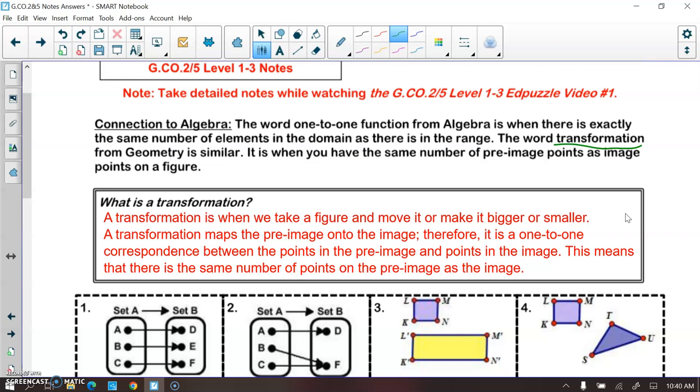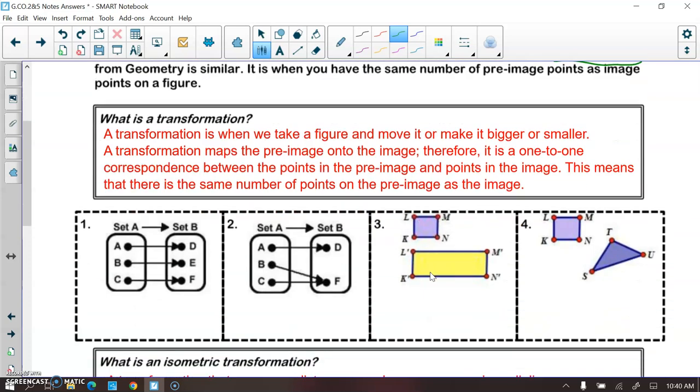So if I started with a triangle, I'm going to end up with a triangle if I transform it. There is no way that you can start with a triangle and then end up with a quadrilateral and have it be a transformation. That's not a transformation. So there's always the same number of points on the pre-image as the image.